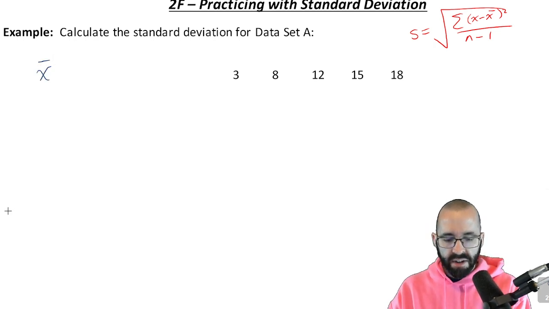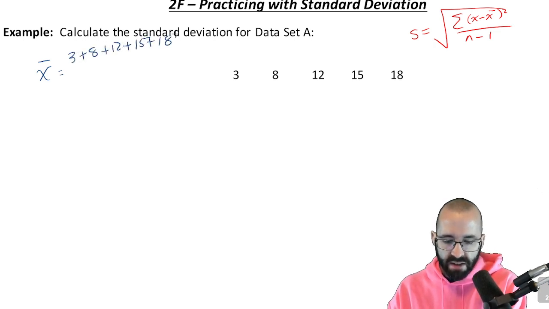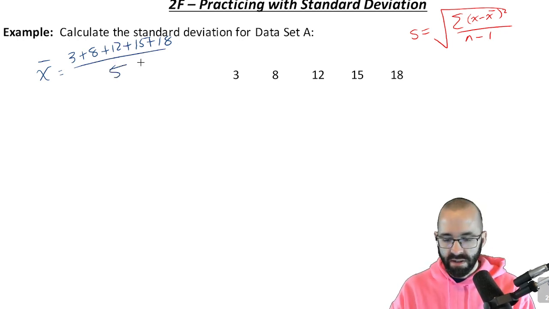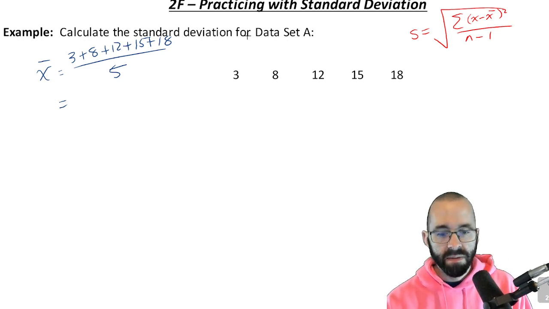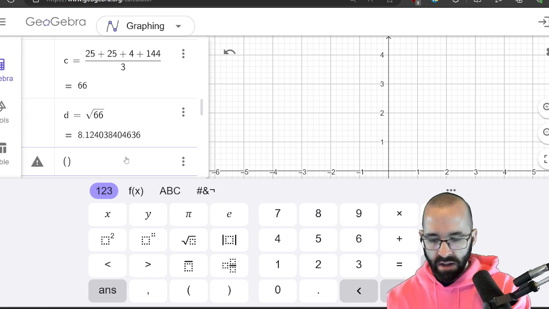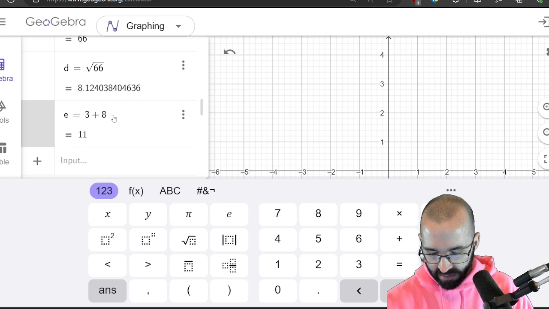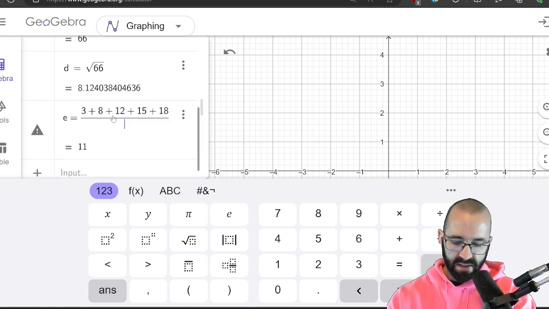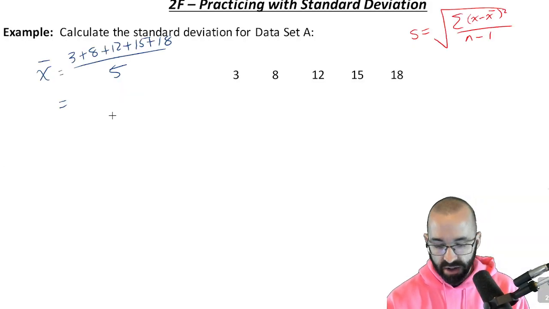We found the mean of this. Actually, I don't know if we did. But remember, it's just going to be 3 plus 8 plus 12 plus 15 plus 18 divided by how many there are. The mean is just the average. And when we type that into a calculator, we will get some number. Make sure we use parentheses. There are 5 numbers. We get 11.2 as our average.